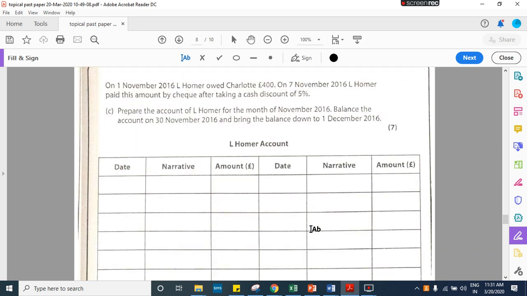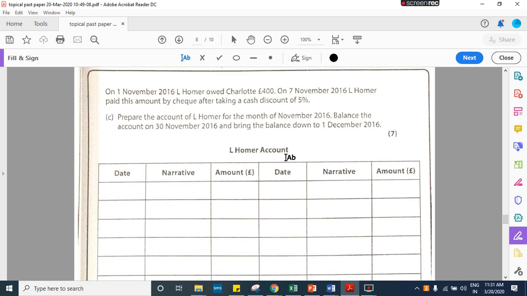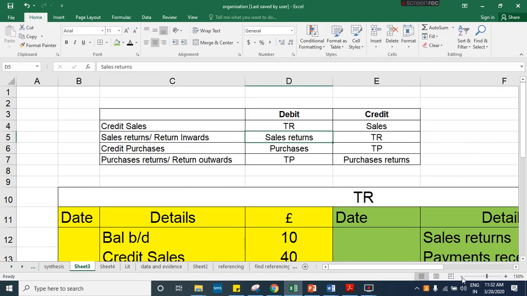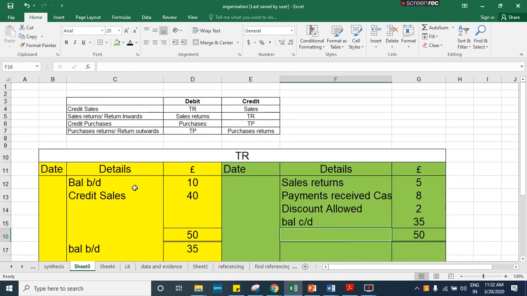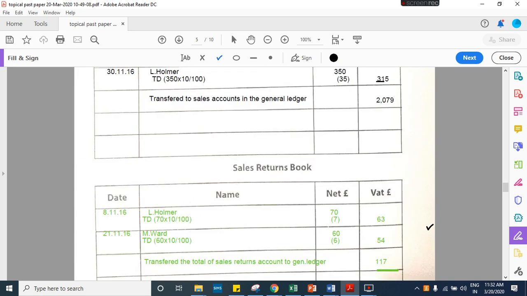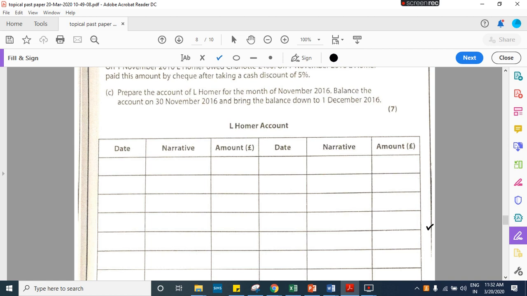Moving to the next part. Now this is very important to focus. Remember, you're going to gather all the information related to L. Homer. Let's move to Homer. What else we have related to him over here, and then again the last one, 2 credit sales and 1 sales return. Moving back to the format, as per the question, we have 2 credit sales, 1 sales returns as per this format. Moving back to the question.